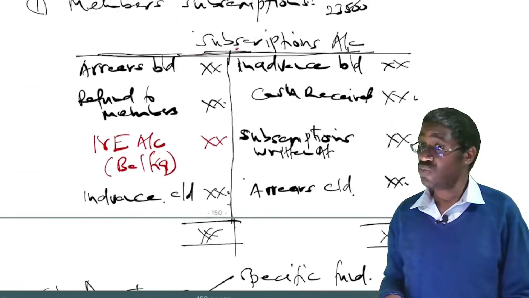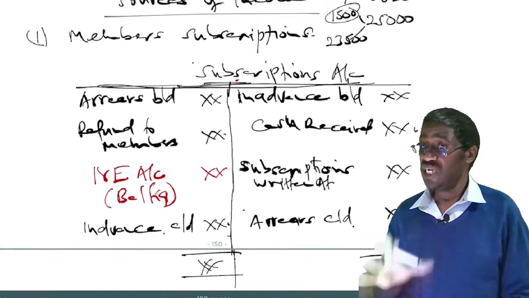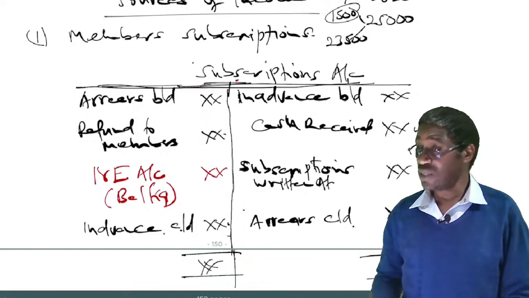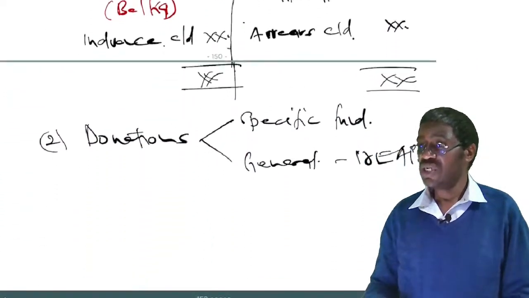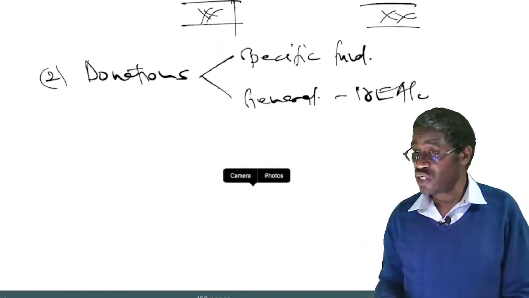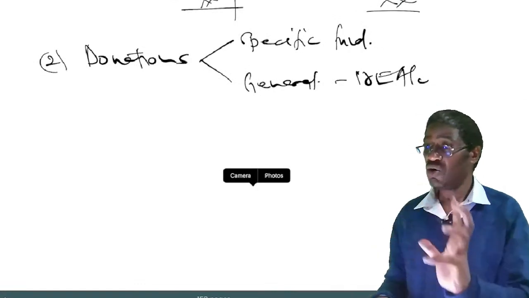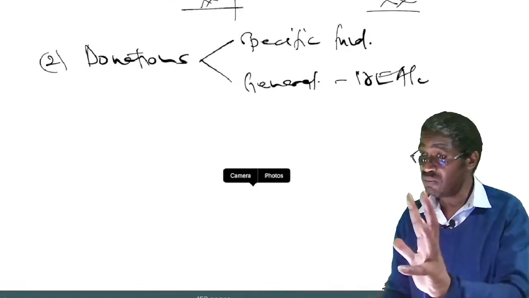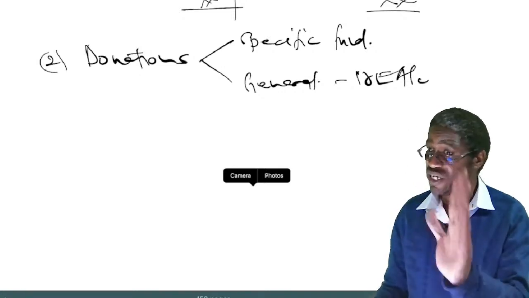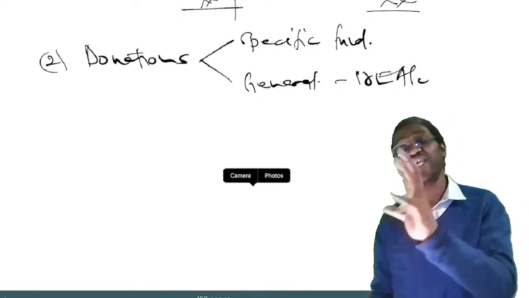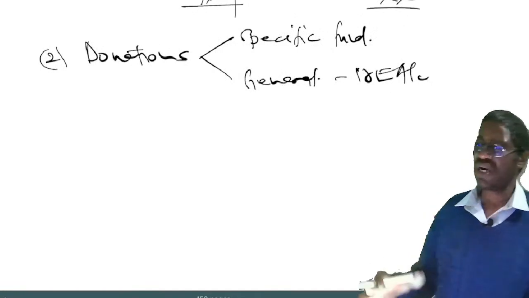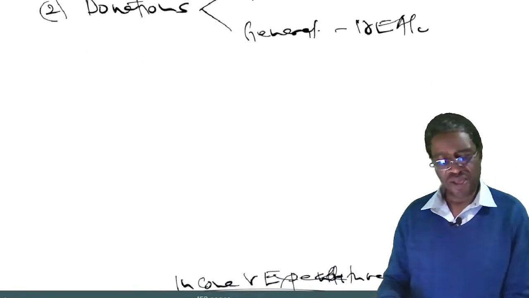We have said one source of major income for these clubs is what? Subscriptions. How do you get it? You prepare a subscriptions account. Another source of income is what? Donations. Which kind of donations? Either specific or general. How to treat them, you now know. Specific, don't consider it as an income in the income and expenditure. No. Take it to a fund account. General donations, take it as an income in the income and expenditure account.